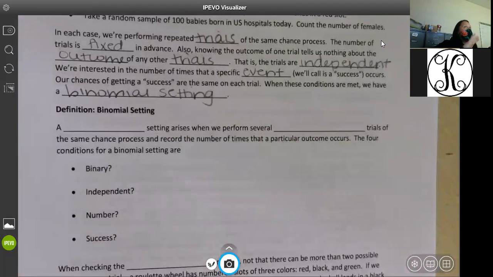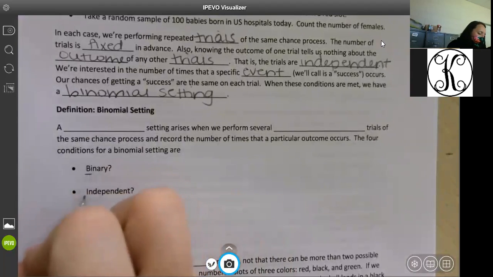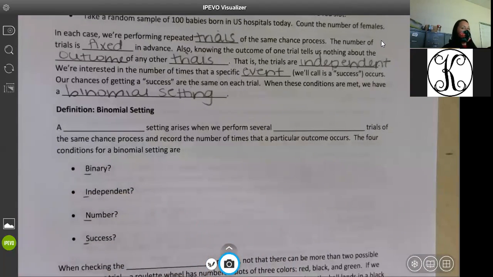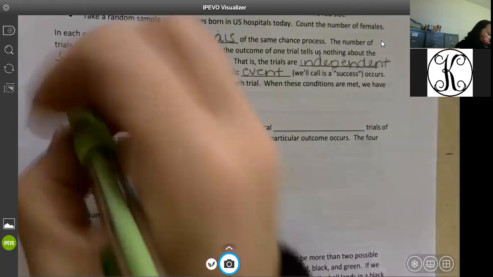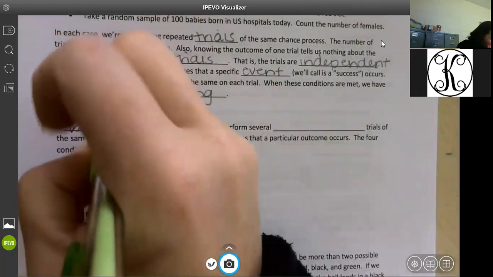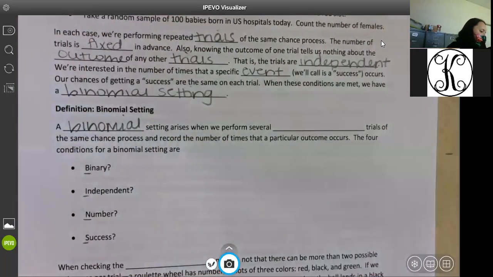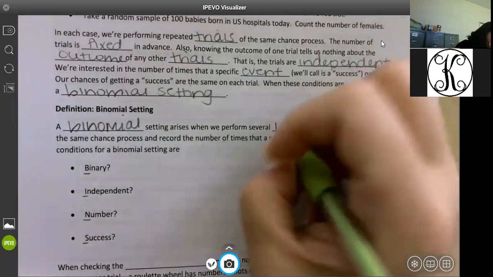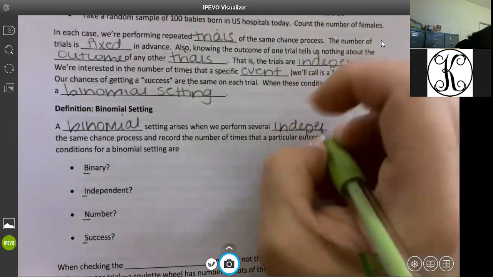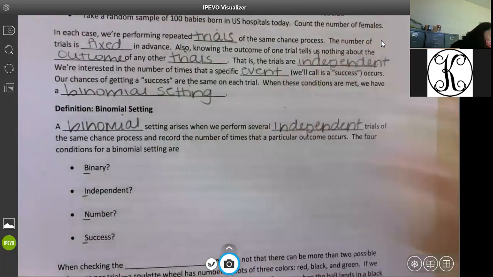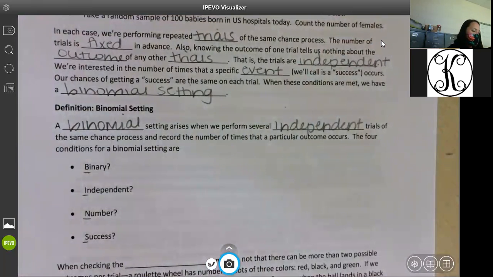To recap what that said, what we're going to use is called BINS. You can see it right there, BINS. A binomial setting arises when we perform several independent trials of the same chance process and record the number of times that a particular outcome occurs. The 4 conditions for a binomial setting are, so you're going to have to be able to tell whether this is a binomial setting or not using BINS, okay?